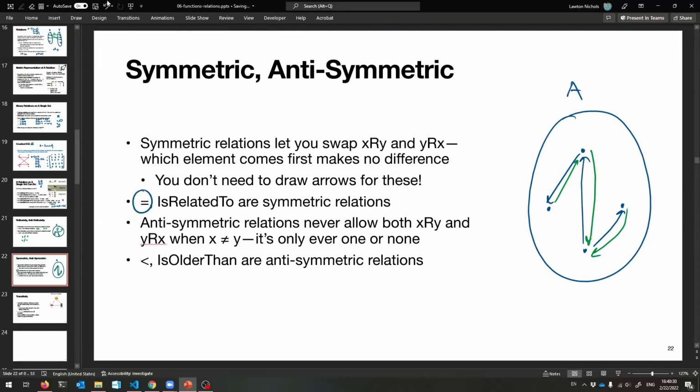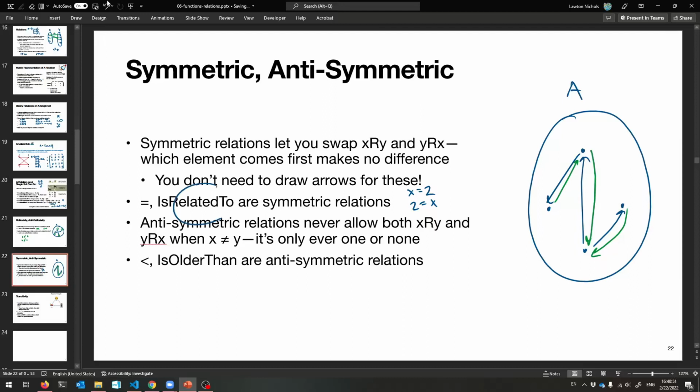So equality is a nice symmetric relation, because if you're doing algebra, x is equal to 2 is the same thing as saying 2 is equal to x, right? Makes no difference. It's a symmetric relation. Obviously, x must be 2, but that's beside the point. It is a symmetric relation.